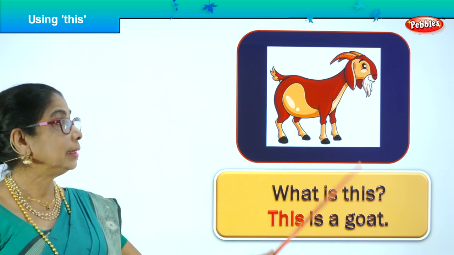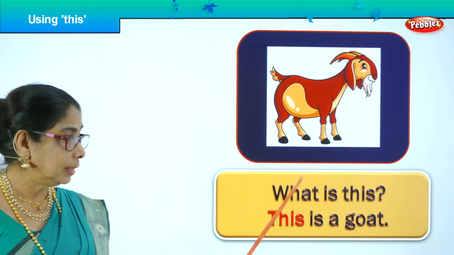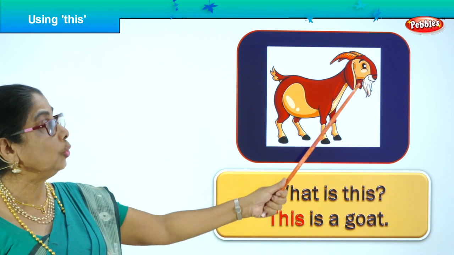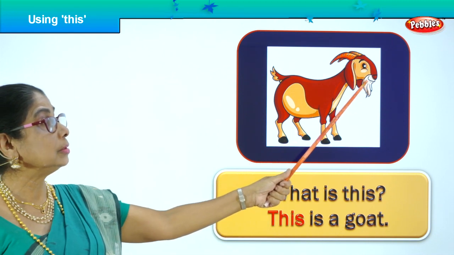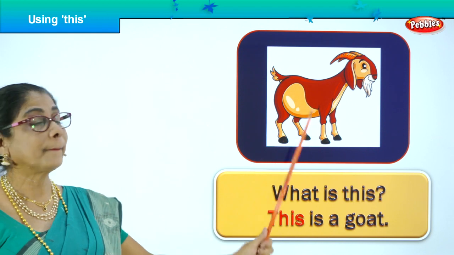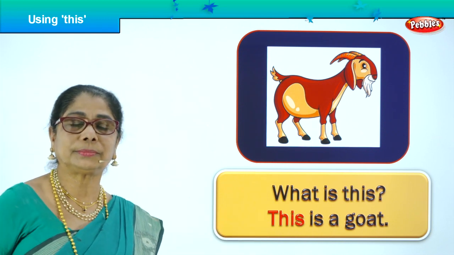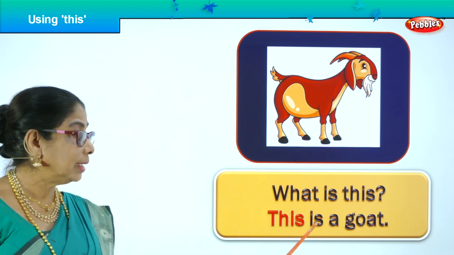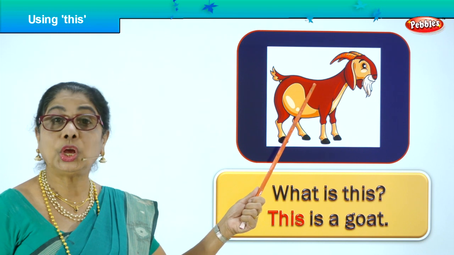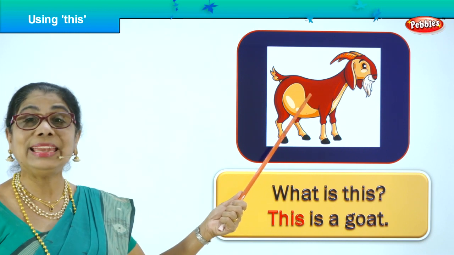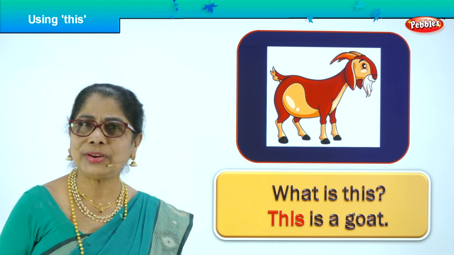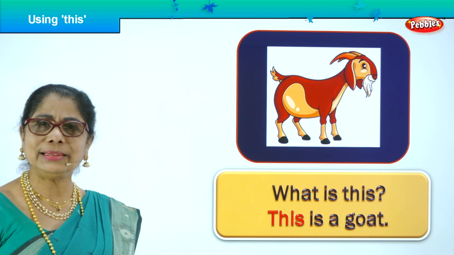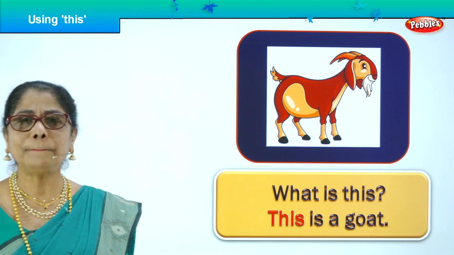What is this? This is a goat. Look at the goat carefully. Look at the two horns. Yes? One look and you say goat. What is this? This is a goat. Goat gives us milk and meat. Did you enjoy, children, reading the question, reading the answer, and the use of this in the sentence? Let's look at a new picture now.